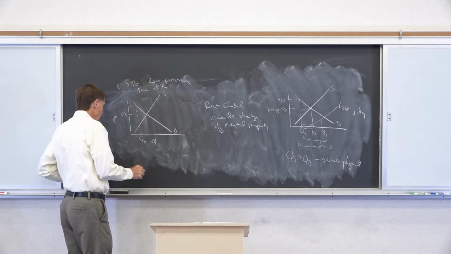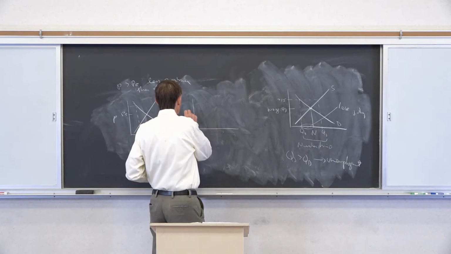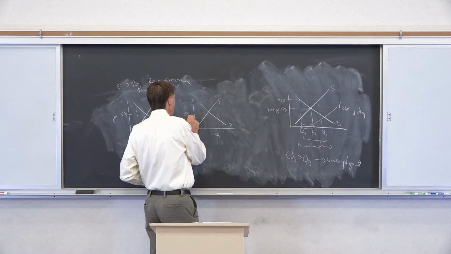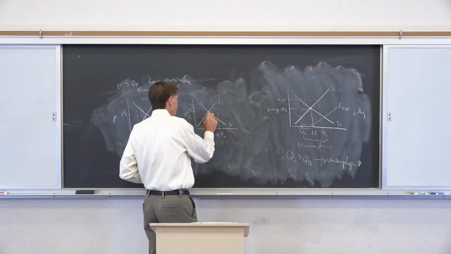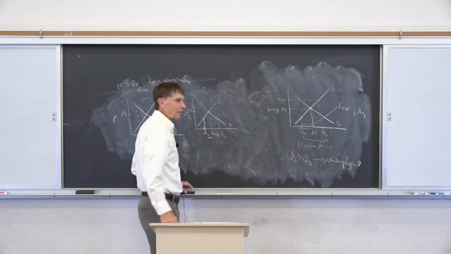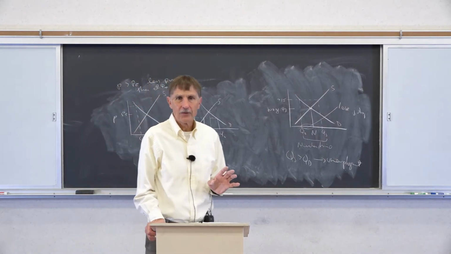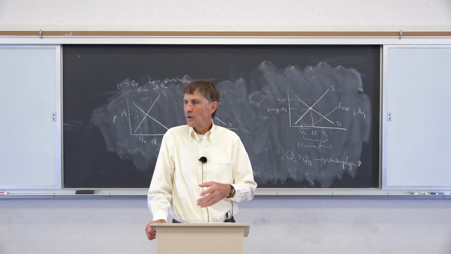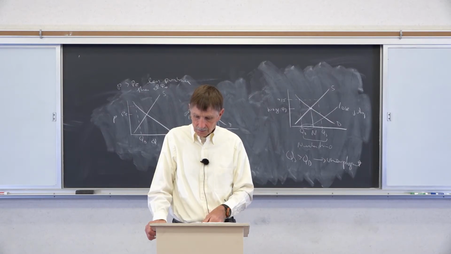If I set the price below equilibrium, if I set the price down here, we'll call it PL, then what's going to happen? Quantity supplied is going to determine it. So there'll be less supplied than there would have been. So you're always going to have less stuff with price controls. Whether you set the price above equilibrium or below equilibrium, you always have less stuff than if you just let the price go to equilibrium.